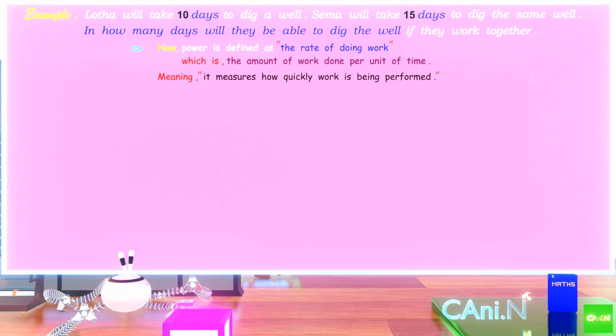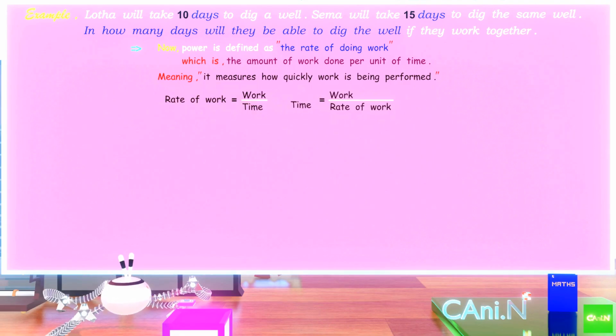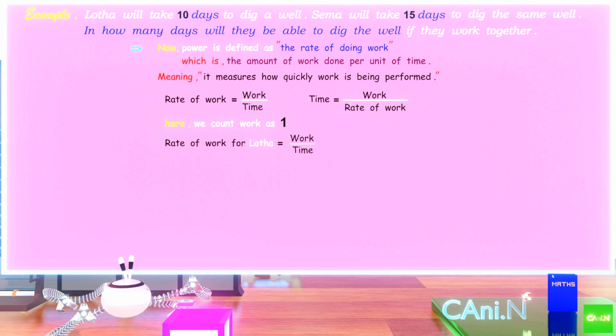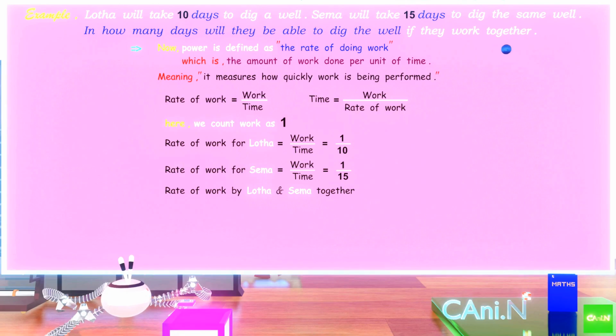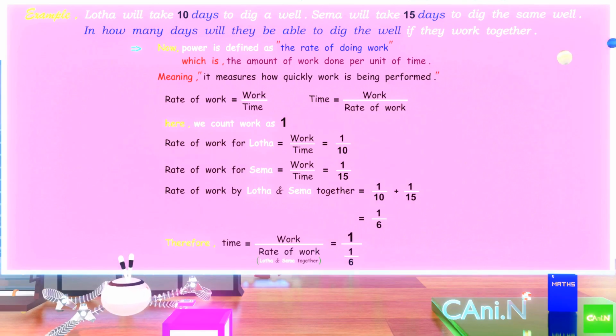So from the above statements, we have rate of work equals amount of work done per unit of time. Or, we can rearrange this equation as time equals amount of work done by rate of work. Here, we count work as 1. So, rate of work for Lotha equals 1 by 10. Rate of work for Seema equals 1 by 15. Now, rate of work by Lotha and Seema together will be 1 by 10 plus 1 by 15 equals 1 by 6. Therefore, time equals 1 divided by 1 by 6 equals 6 days.